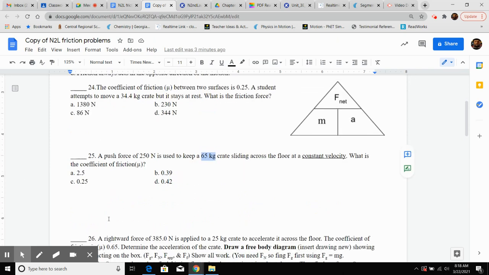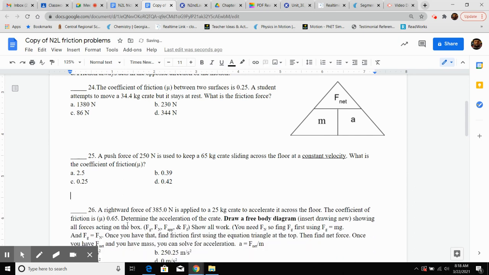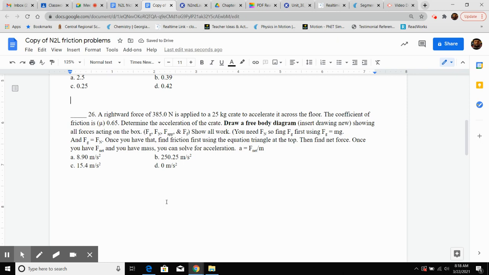Now, there was some space here in case you needed to draw in a free body diagram, but it's really not necessarily required for that one. 26, though, I asked you all to do that because I thought it would be important. So we got a rightward force, 385 newtons applied to a 25 kilogram crate to accelerate it across the floor. The coefficient of friction is 0.65. Determine the acceleration of the crate. Draw a free body diagram. How do I do that? Insert drawing, new. All right, and we want to label the 4 forces: weight, normal force, applied force, friction force. And then afterwards, we're going to show all the work.